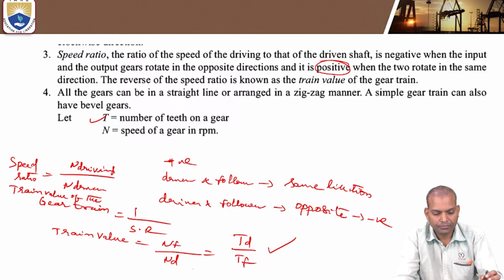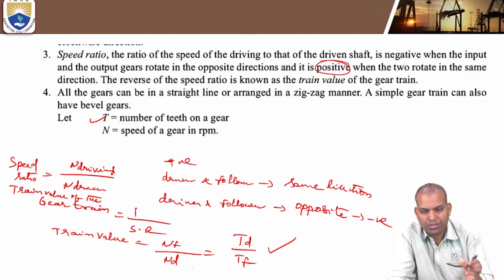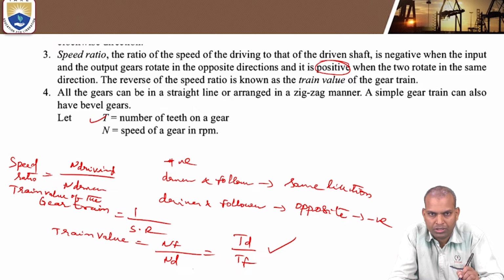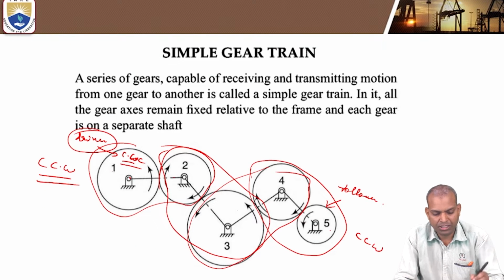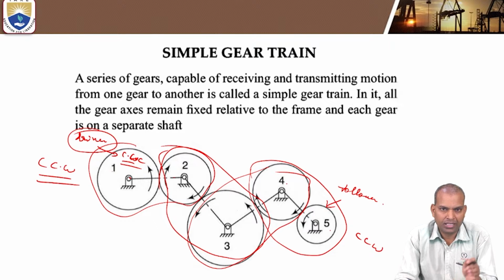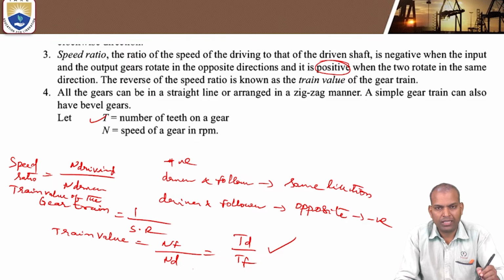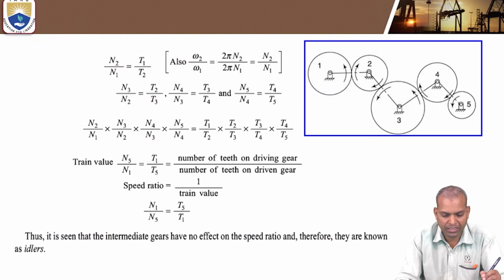Now the reverse of the speed ratio is known as the train value. That is, 1 by speed ratio equals train value. What is the speed ratio? Speed ratio equals speed of the driver by the speed of the follower. What is the train value? It is the reverse of the speed ratio, that is the follower speed over the driver speed, NF by ND. Here it is in a zigzag manner, but it can also be connected in a straight line, one after another in series. That is what we can observe from this simple gear train.